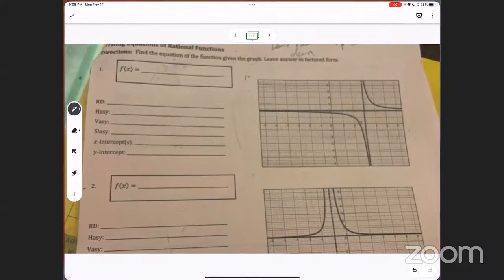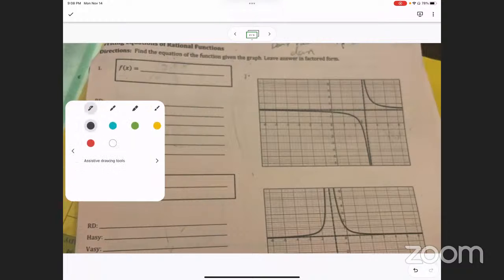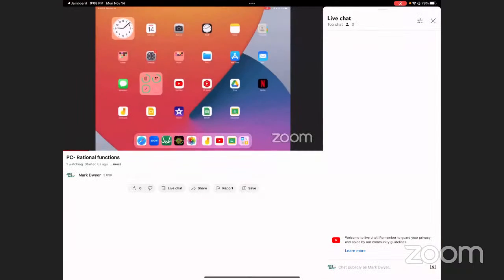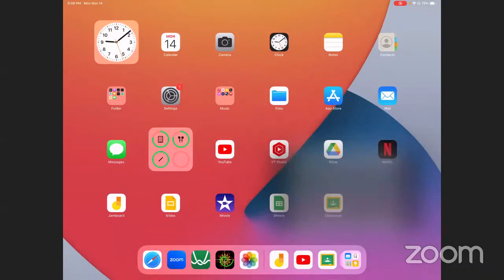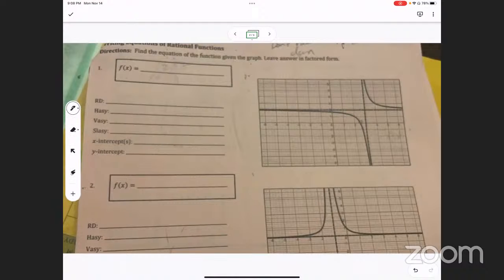Okay. So with these, what we're going to want to do is go in the reverse order from what we did in the past. You're going to take every vertical asymptote. There's a vertical asymptote at x equals 3, which means that in your denominator, you're going to have x minus 3. So let's put x minus 3 in the denominator.